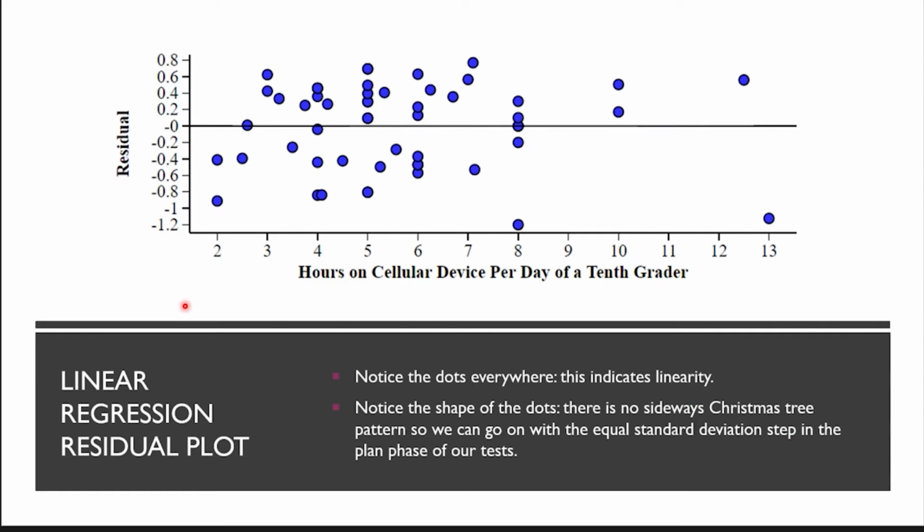Here's my linear regression residual plot. Notice the dots everywhere scattered around the graph rather than a pattern. This indicates that there's a linear pattern. And then if you look at the shape of the dots, there's no sideways Christmas tree. This is essential to the plan phase of the t-test and t-interval because it shows that there are not equal standard deviations.